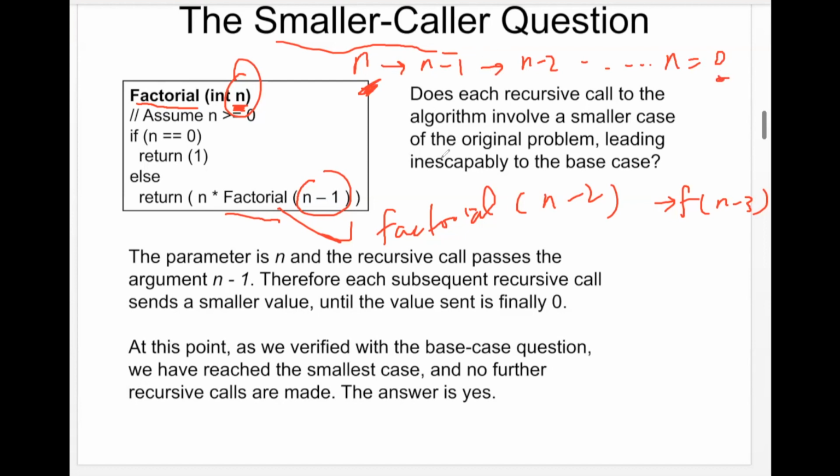Recursion is top down. Now, iteration starts from n equals 0 all the way up. So iteration is bottom up. This is in direct opposite of a recursion. So the answer to this one is yes.